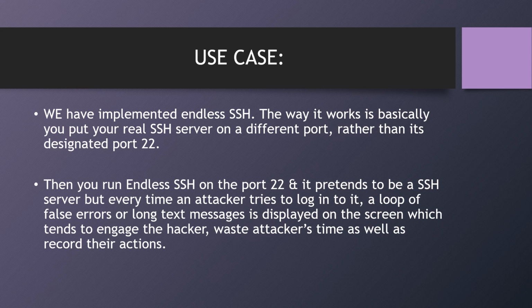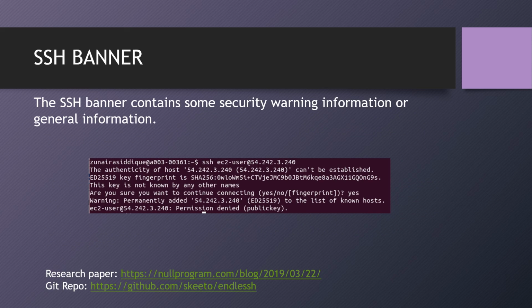The way it works is that basically you put your real SSH server on a different port rather than its designated port 22. Then you run Endlessh on port 22 and it pretends to be an SSH server. So every time an attacker tries to log into it, instead of getting access, he will be stuck in a loop of false errors or long text messages displayed on the screen that will keep the hacker engaged, waste his time, as well as record and monitor his activity. The loop of false error messages that will be shown is the SSH banner. It will contain some security warning information, general information, or random messages.